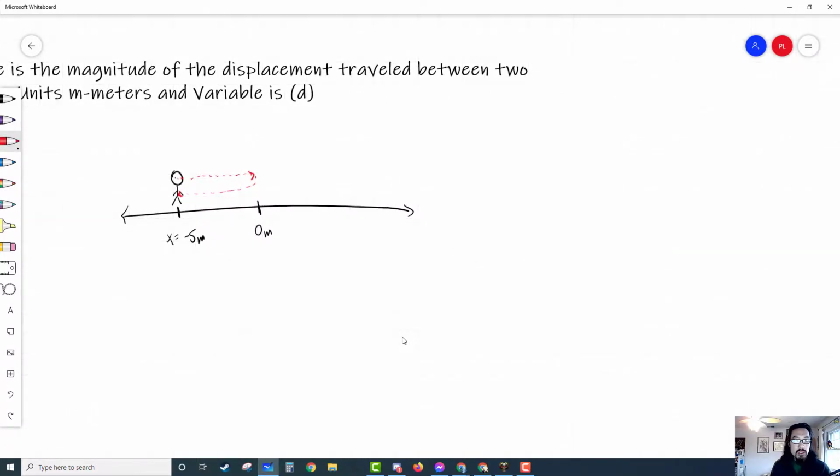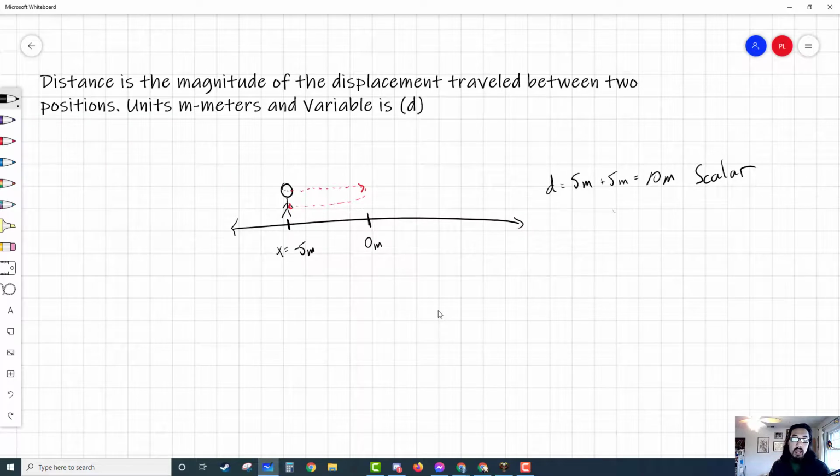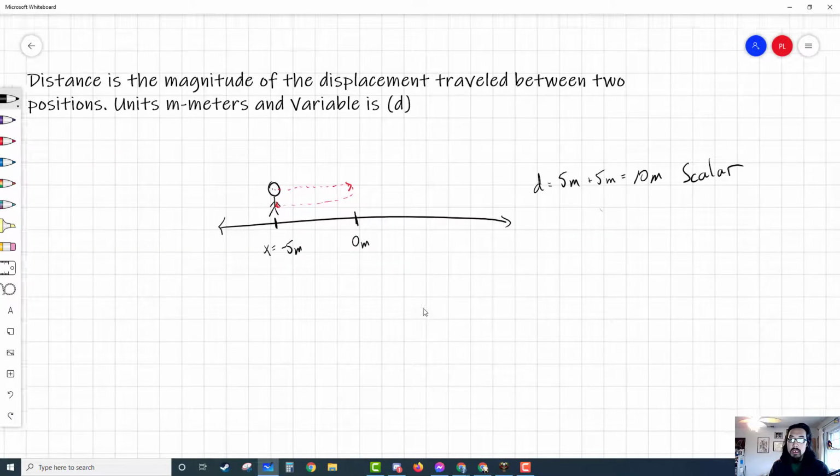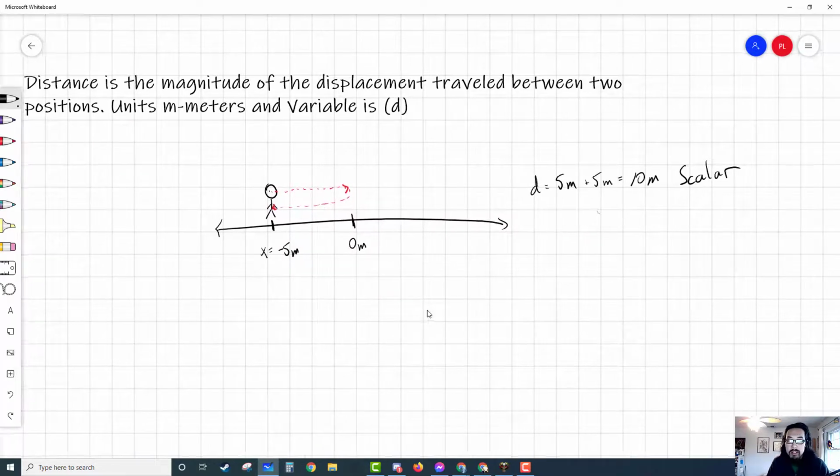So if I were to ask you, what is my total distance? You can say, well, Mr. Lee traveled 5 meters to the right, and then he traveled 5 meters back to his starting position. So his total distance is 10 meters. Now notice here, there's no direction, so we can say that distance is a scalar. So that's distance. It doesn't care about any kind of direction. It's just the total amount that you traveled.